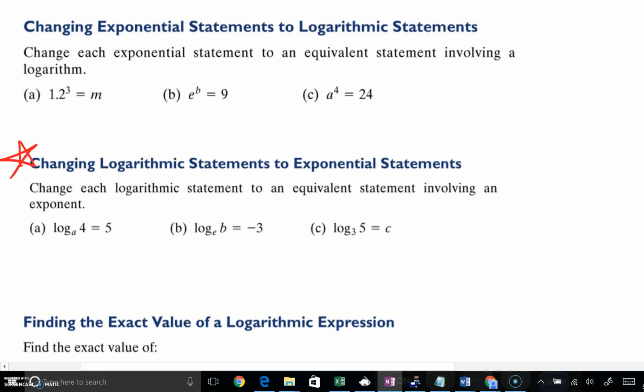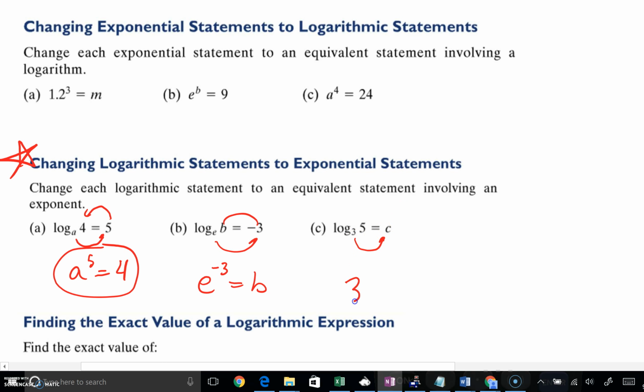Change each log statement to an equivalent exponential statement. What you need to do is plain and simply use your log circle. You will get a to the 5th equals 4. Guys, you're done. That's all you have to do. You can say over here, e to the negative 3rd, set that equal to b. Here, 3 raised up to the c would equal 5. So those equations really could be written differently. Yes?